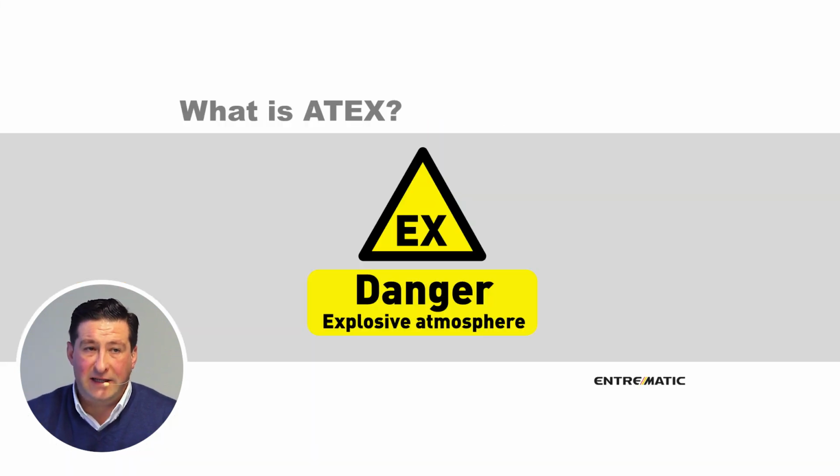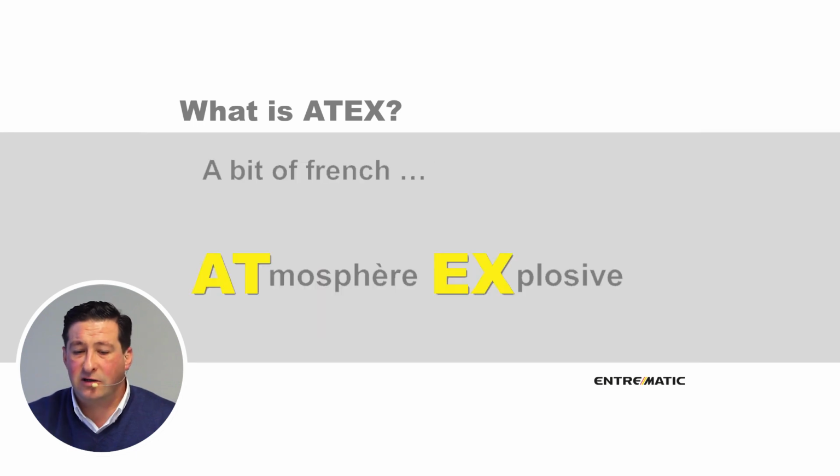First of all, ATEX, what is it? ATEX is an explosive atmosphere. This is the sign, the logo of an ATEX zone. So the triangle in yellow. In fact, ATEX is coming from the French. It's coming from atmosphère explosive or atmosphère explosible. There is the word coming from.